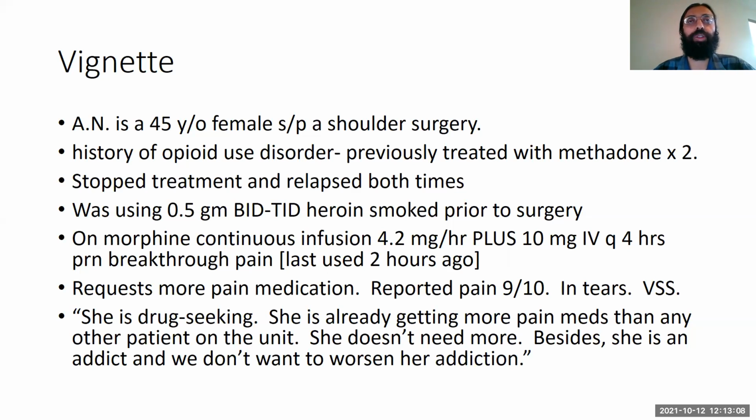AN is a 45-year-old female who just recently had a shoulder surgery. She has a history of opioid use disorder and previously was treated with methadone on 2 separate occasions. However, she stopped treatment and returned to using opioids both times. Right before the surgery, she had been smoking about 0.5 gram of heroin 2 or 3 times a day. Now, post-surgically, she is maintained on morphine continuous infusion, 4.2 milligrams per hour, plus she can get 10 milligrams every 4 hours as needed for breakthrough pain.